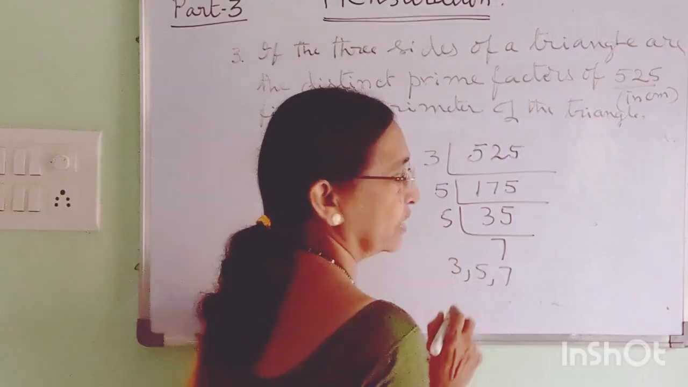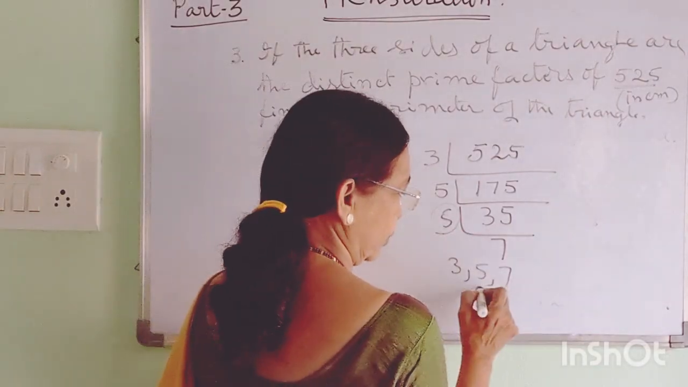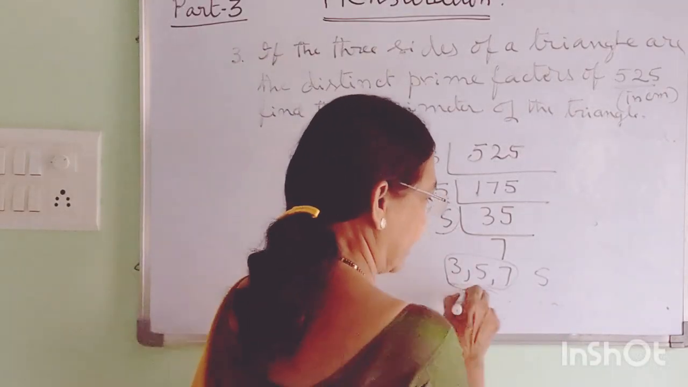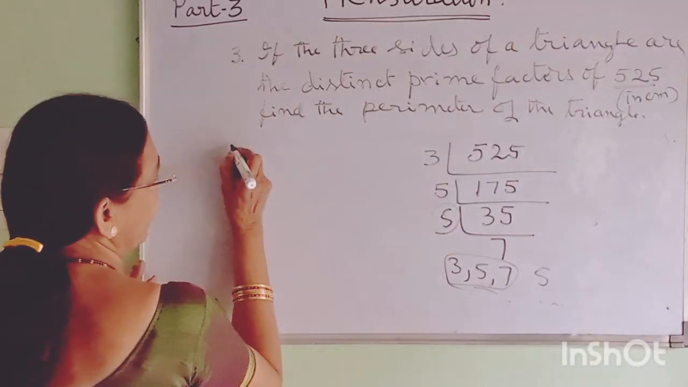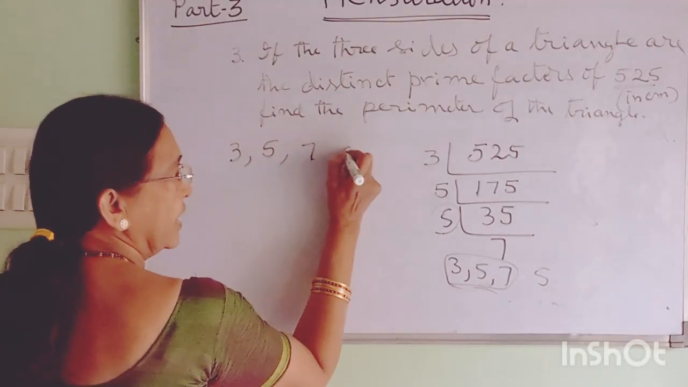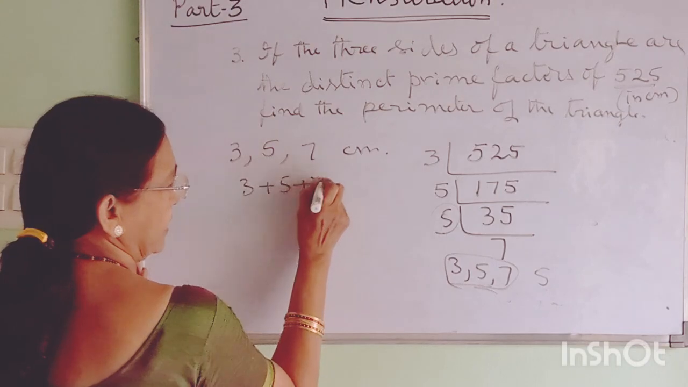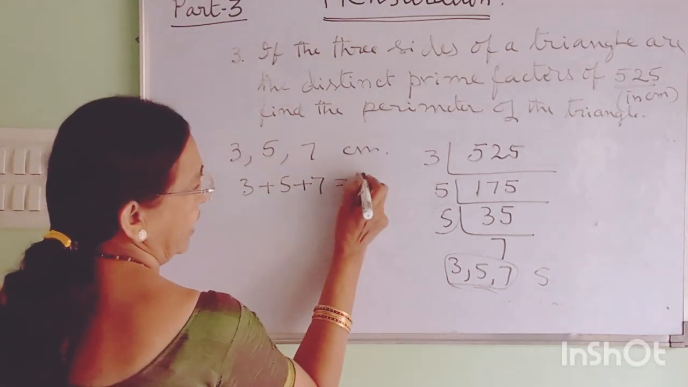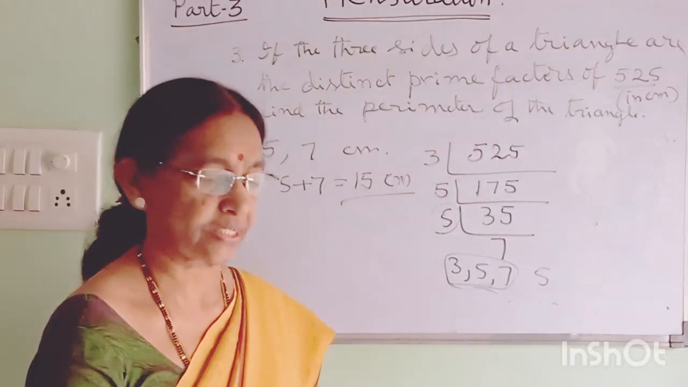So the prime factors are 3, 5 and 7. So distinct prime factors, though we get 5 two times, we will take it only 1 time. The sides are 3 distinct prime numbers: 3, 5, 7. Therefore, the sides of the triangle are 3, 5 and 7 centimeters. Therefore, perimeter is equal to 3 plus 5 plus 7. That is 3 plus 5 is 8, 8 plus 7 is 15 centimeters. The perimeter of that triangle is 15 centimeters.